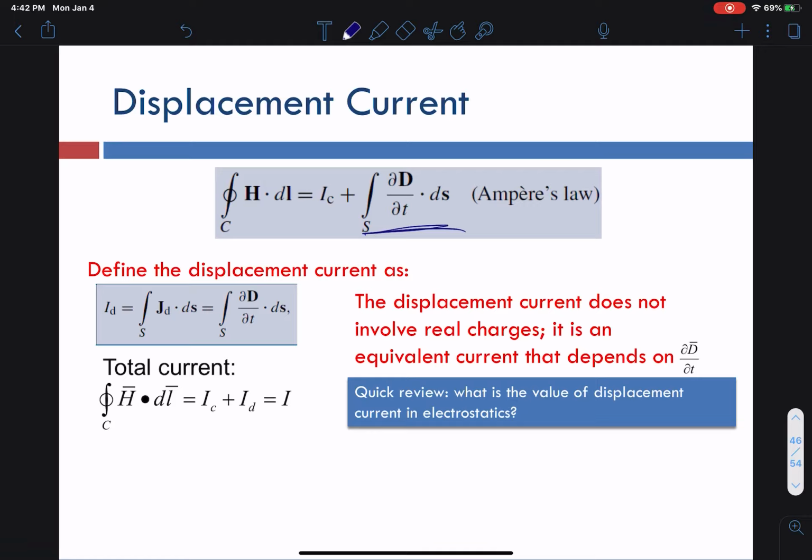So now we have a displacement current, ID, which is basically this equation over here: the surface integration of dD by dt dot dS. dS is the differential area vector, and D is the electric flux density. All right, so current has two components now, IC and ID. IC is the conduction current, ID is the displacement current.